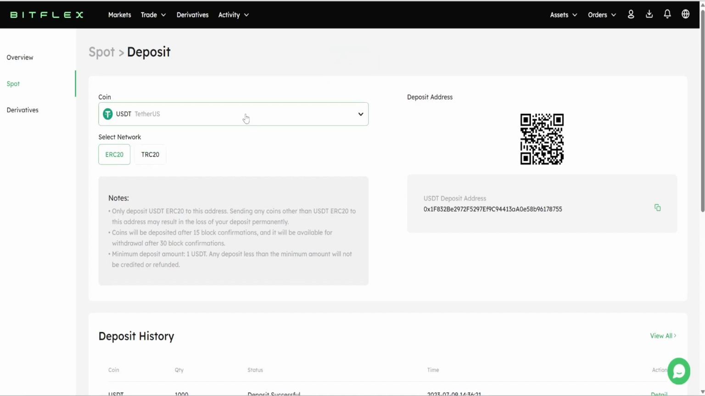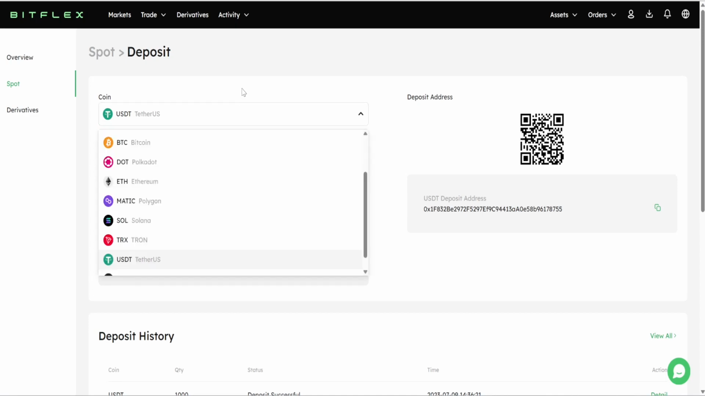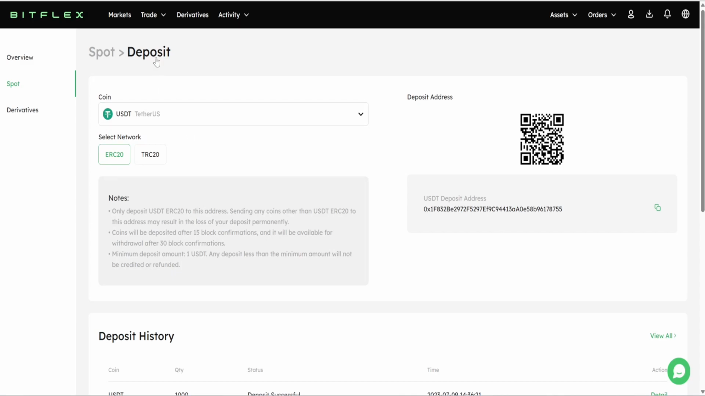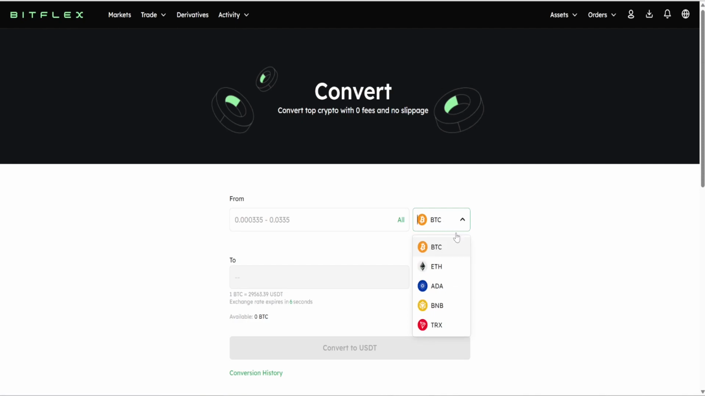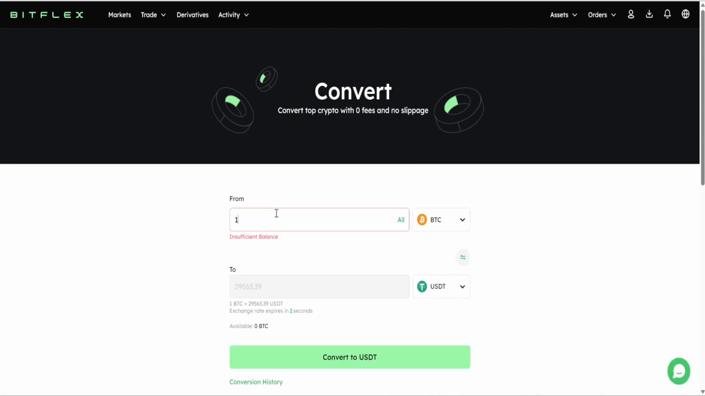So for you to be able to use this leverage trading platform with whatever currency that you've had, and you want to convert it to USDT, what you need to do is go up to trade, click on convert, and in here you choose whatever currency that you had, and you choose the amount that you want to convert, and you have zero fees with this.